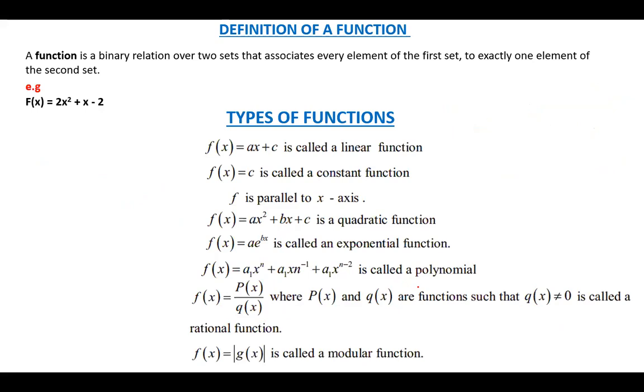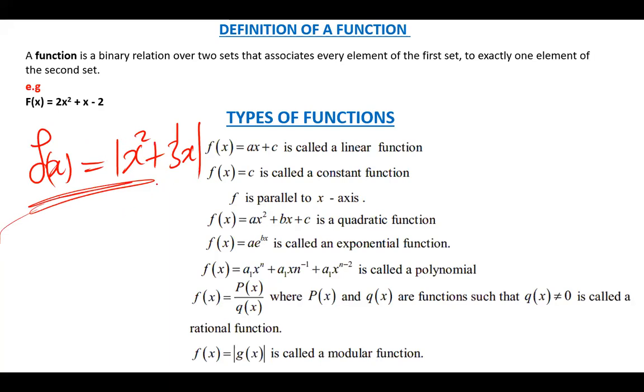So we also have what is called a modular function. A modular function is also called an absolute value function. So these absolute value functions are always in the format f of x is equal to the absolute value of x. You can have any function, either a quadratic, a polynomial, or a linear equation, as long as it has absolute value symbols, you call it a modular function or an absolute value function.